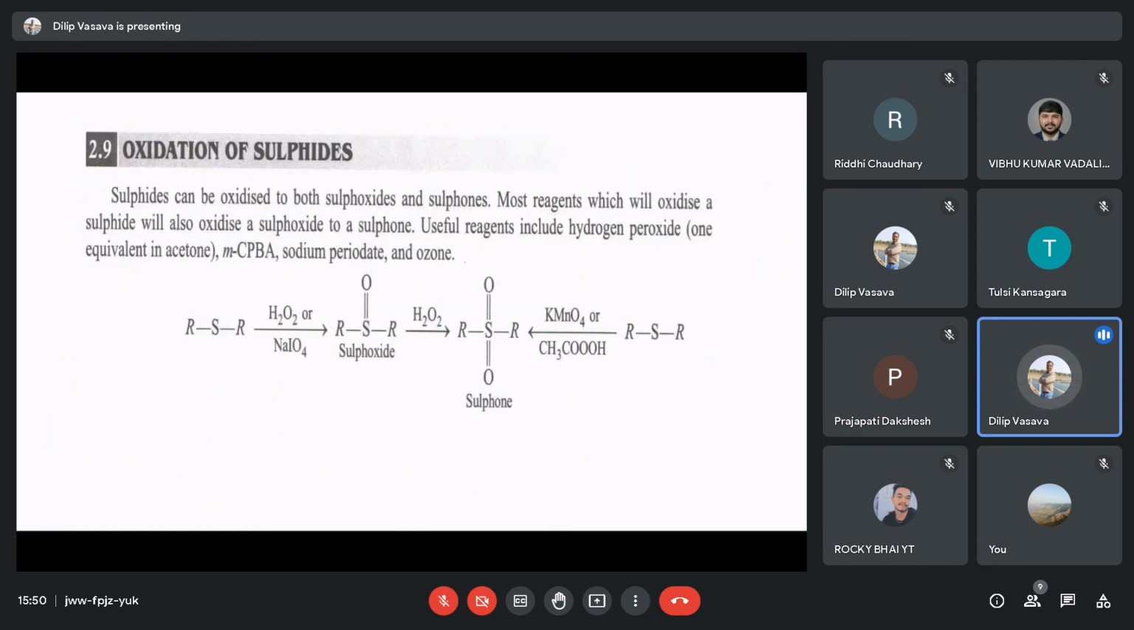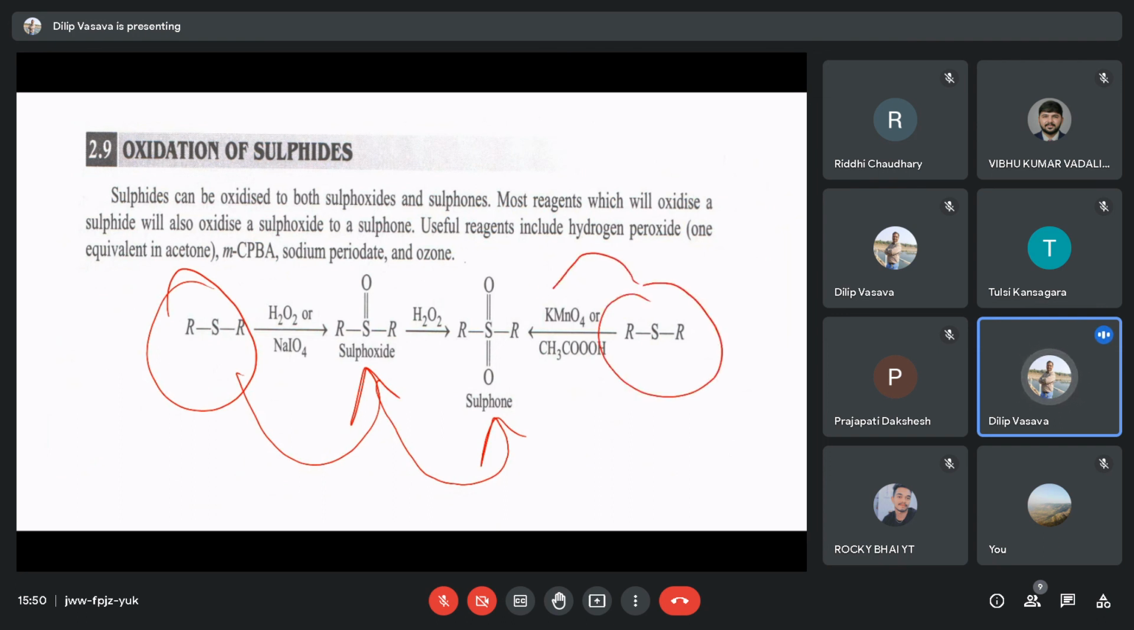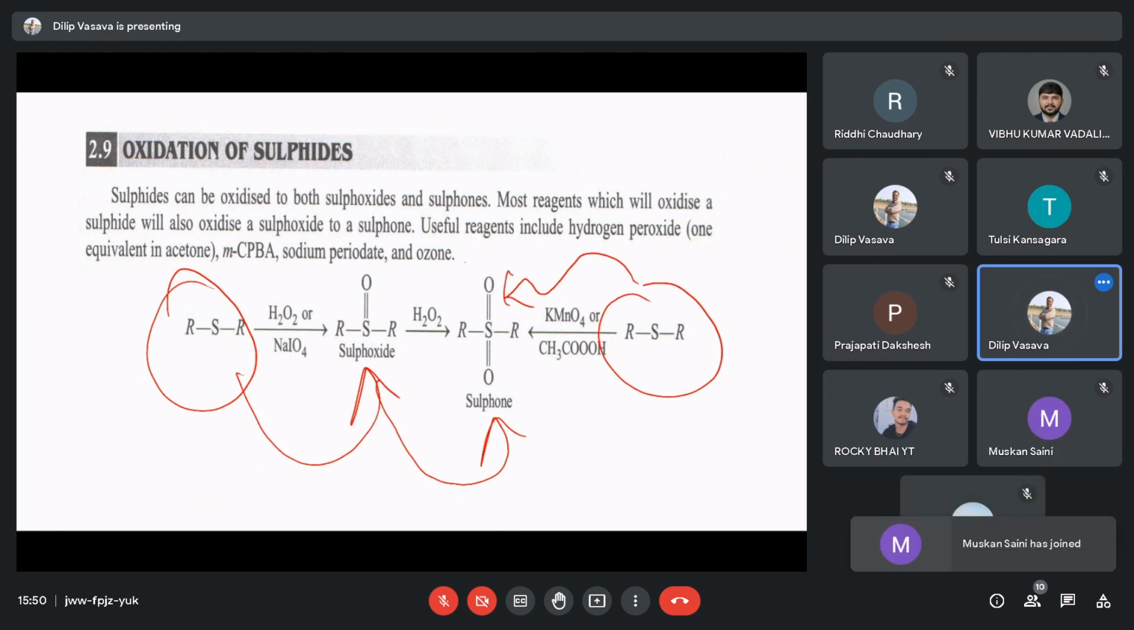Then if sulfides are given, they are oxidized into sulfoxides in the presence of peracids, and further oxidation gives the sulfones, correct? This is also possible by taking KMnO4 directly. Sulfone is also possible.